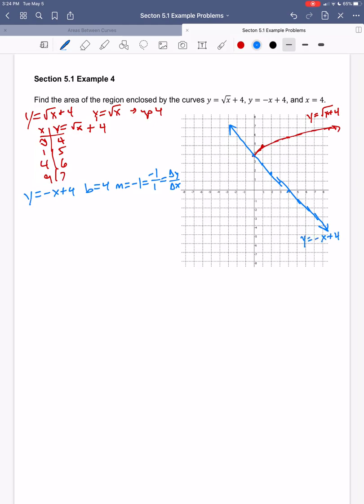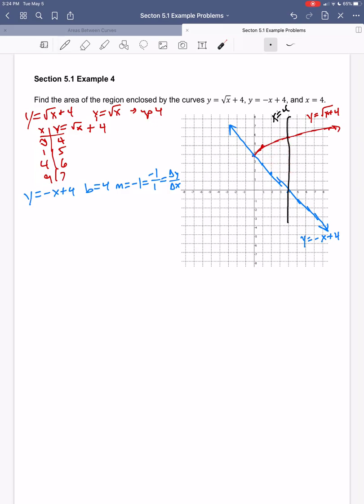And now the problem, of course, is if that's all that was given, that doesn't define a region, right? There's no area there. But then I'm told x equals 4. So x equals 4 is here. So if I'm talking about the area enclosed by these curves, it would have to be this sort of triangular region here in the middle.